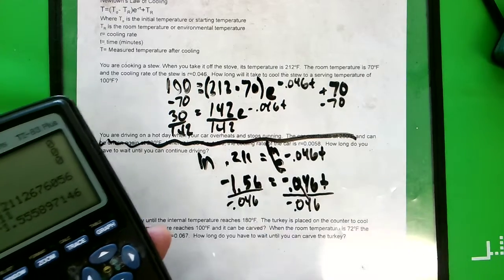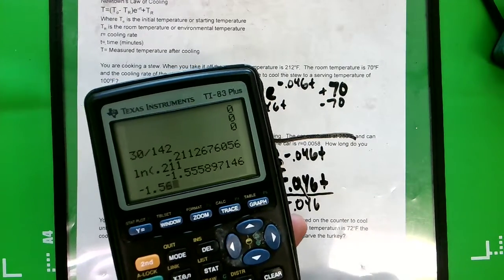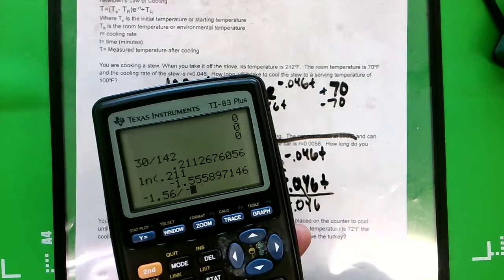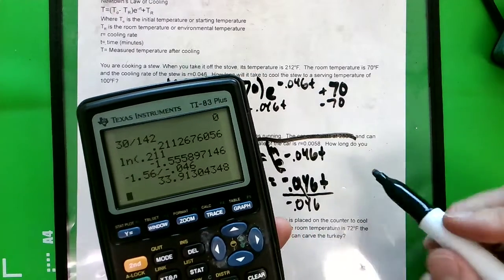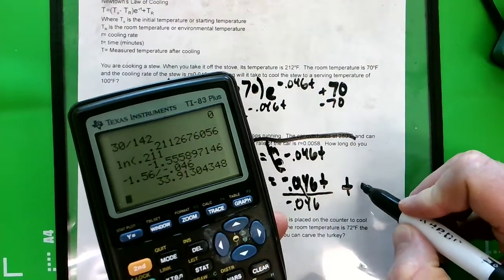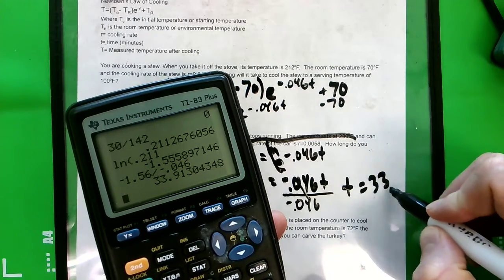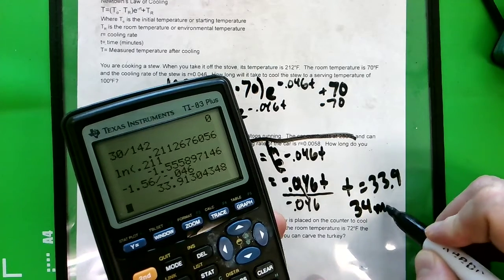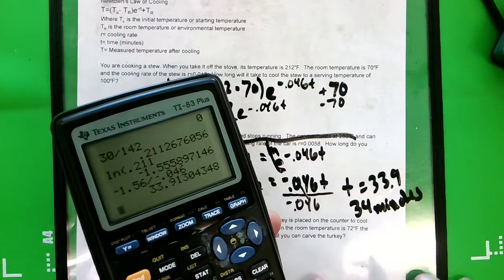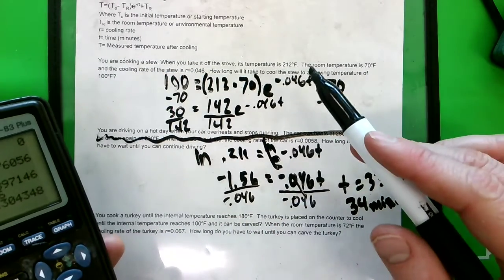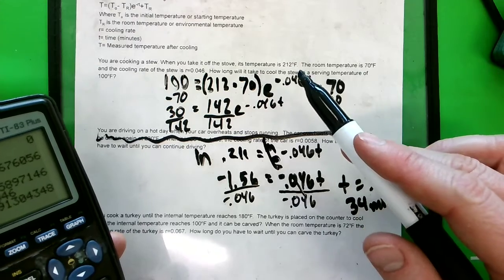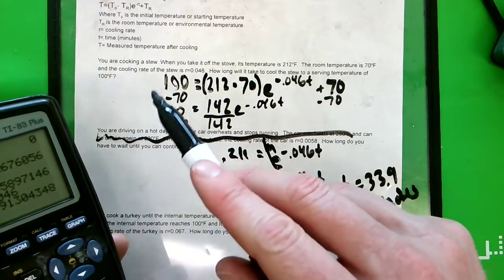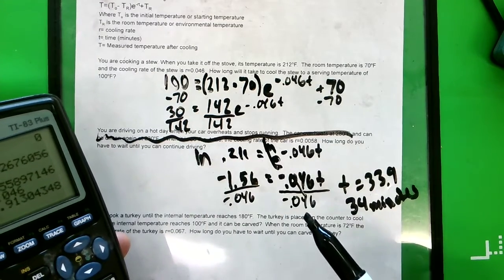We want to get time by itself. Negative 1.56 divided by negative 0.046 equals, t equals 33.9. So just about 34 minutes. So in our problem, if we take our stew off the stove, it will take about 34 minutes to drop to our serving temperature of 100 degrees. That's how it's done.